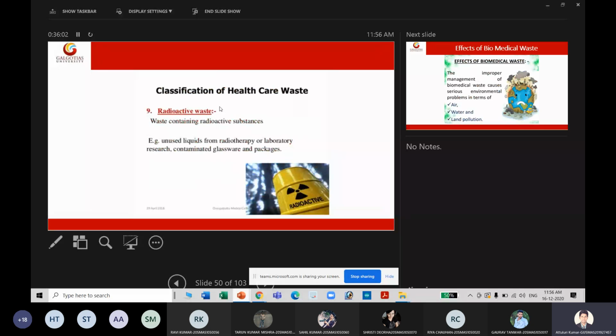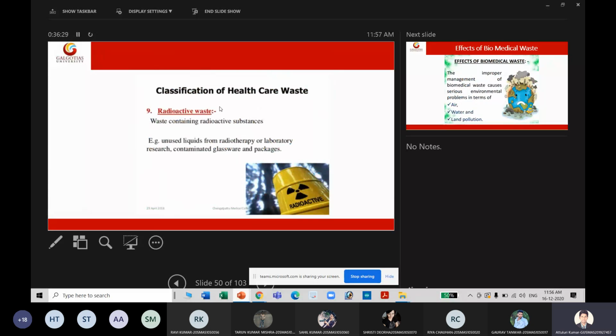And the last and final is radioactive waste. Radioactive waste is generated by radiological processes such as imaging purposes. So write radioactive waste. These are the types of waste we will see in healthcare.